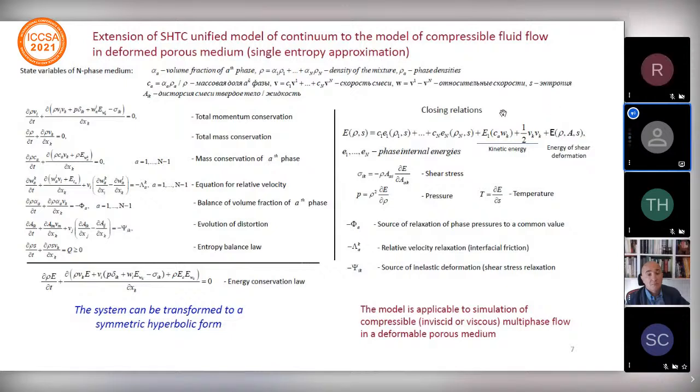To close this system, it is necessary to define the generalized internal energy E. We define it in the following way, and it's also necessary to define the source terms, which characterize the relaxation of phase pressure to a common value, relative velocity relaxation, and inelastic deformation. So this model is applicable to simulation of compressible inviscid or viscous multiphase flow in a deformed porous medium.